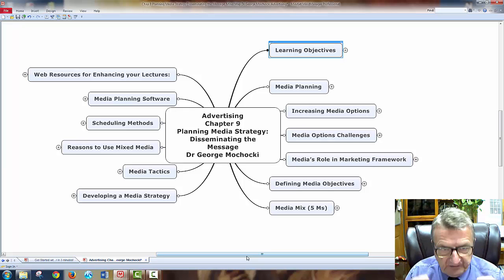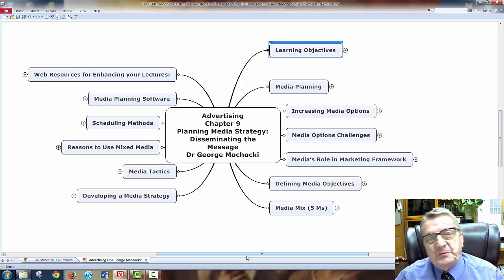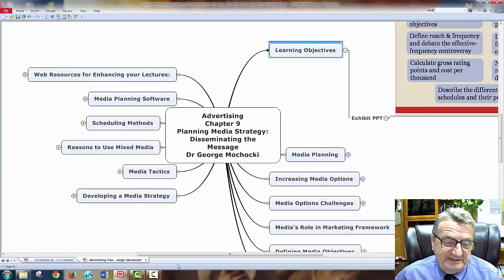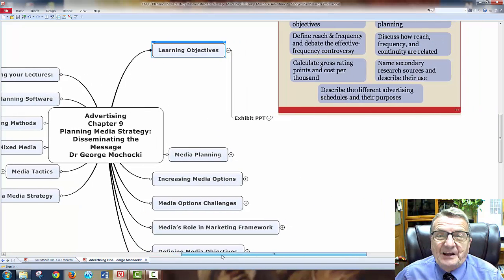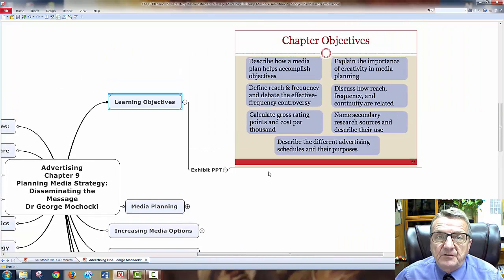And this lesson today, which we call Lesson 9 or Chapter 9, will be planning media strategy, disseminating the message. Okay, so let's go right into the learning objectives. Let's set it out this way. This should take you about a half an hour to an hour, depending on how much information I could cover.